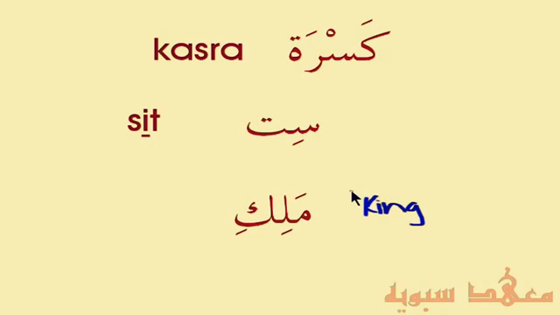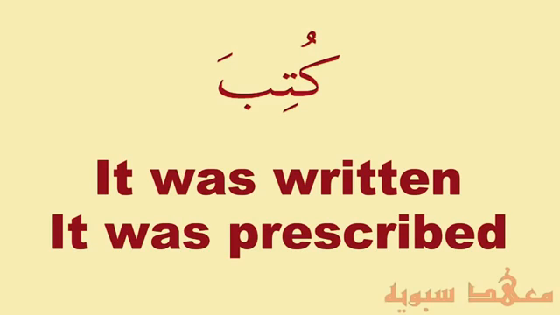So let's practice all these together. So the fatha, the dhamma, and the kasra all together. We have a word. Let's practice this word and try to pronounce it. So we have here the kaf with a dhamma. So that would be ku. Then we have the ta with a kasra. This will be ti. And then the ba with a fatha would be ba. So ku, ti, ba. Kutiba. Now, kutiba means it was written or it was prescribed.